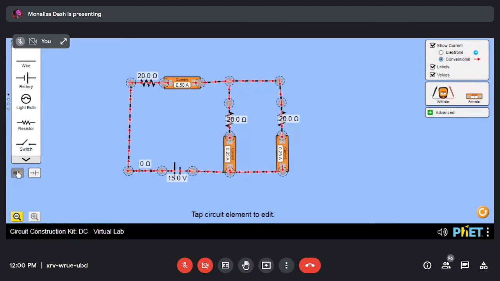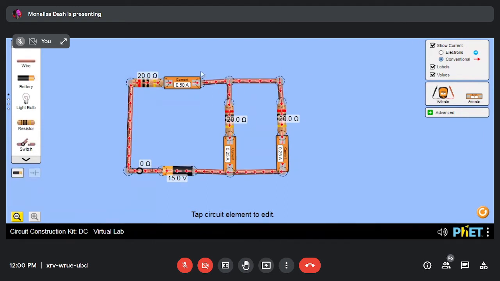Then click in this mode, then you see the current values. First, this is the I current. To verify KCL, this is the junction point. From here the current is divided. This is the input current, and here you notice how it is divided into this side and this side. So we have to prove I is equal to I1 plus I2.